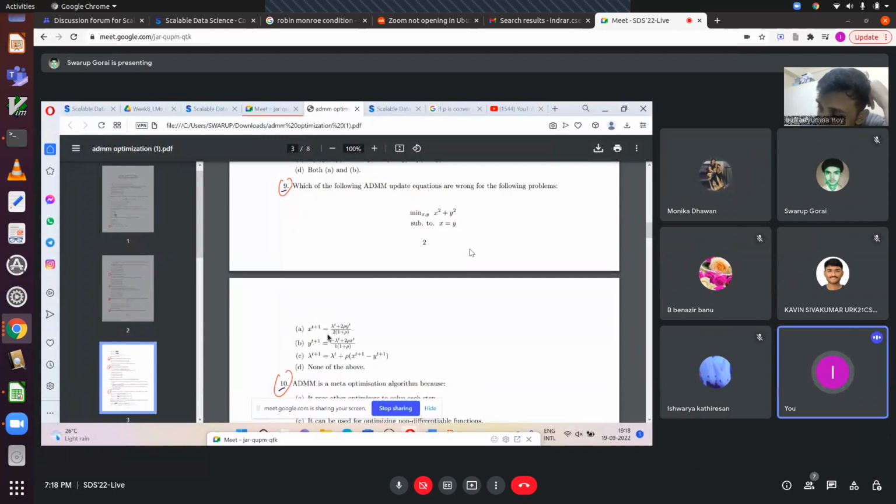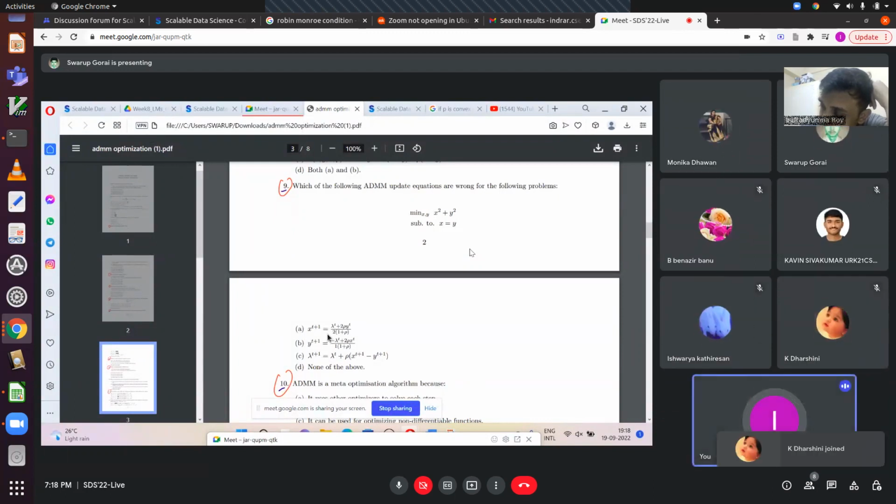2x plus lambda plus 2 rho x minus 2 rho y, and then you have 2 rho y minus lambda by 2 into 1 plus rho. So I am getting minus lambda plus 2 rho y by 2 into 1 plus rho. Are you getting the same thing?